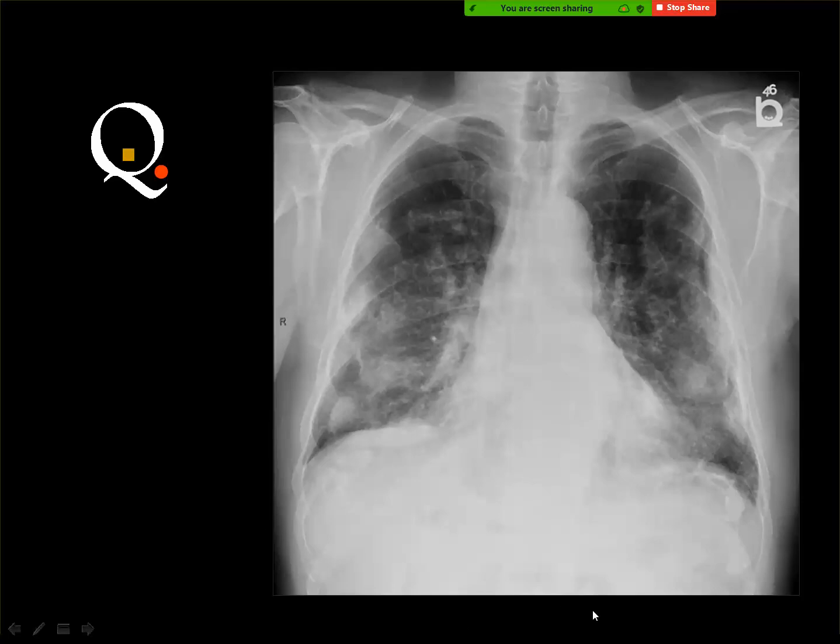Then we discuss the result. Okay? Then what do you think about this chest X-ray? And anyone can answer?